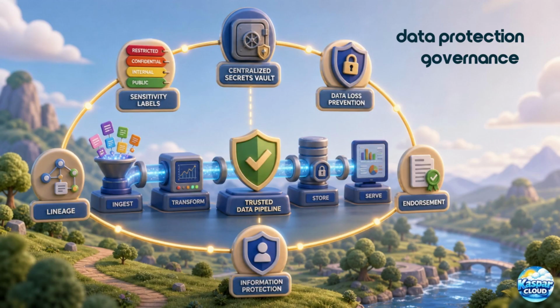Data protection and governance are important components of a secure and compliant Microsoft Fabric deployment. Microsoft Purview integration enables capabilities such as sensitivity labels, lineage tracking, data discovery, endorsement, and information protection to help organizations classify and govern sensitive data assets. Data loss prevention policies can help identify and reduce risky handling or movement of regulated information across analytics workflows.